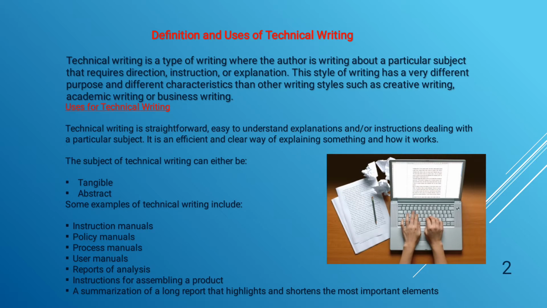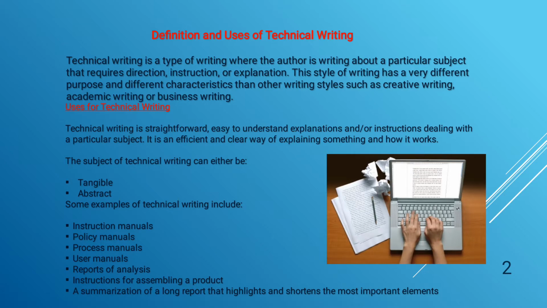So tangible is something that can be seen or touched, such as a computer or software program, or information on how to assemble a piece of furniture. And when I say abstract, it means something that involves a series of steps that aren't related to a tangible object. One example of this might be steps required to complete an office process.